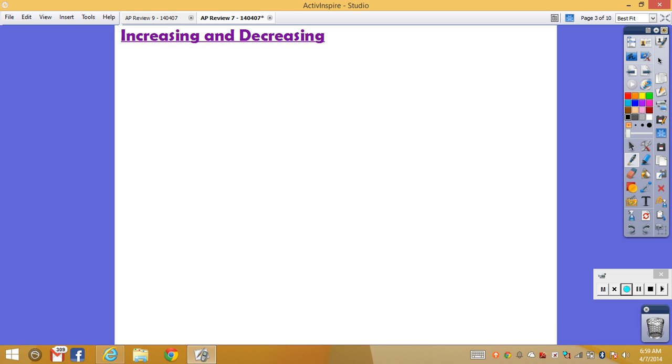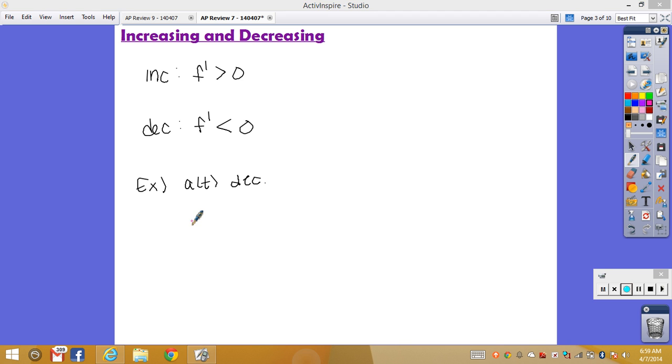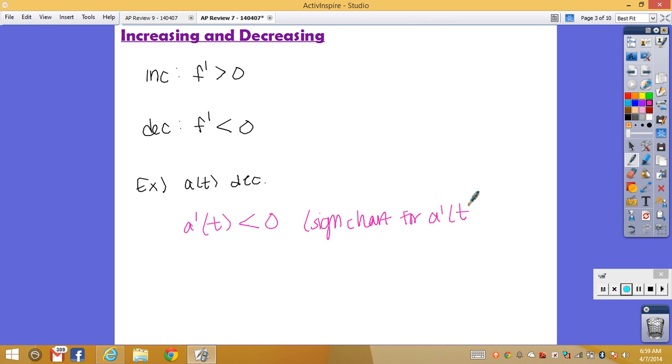Increasing, decreasing. So remember that a function increases when its derivative is greater than 0. A function decreases if its derivative is less than 0. So an example would be if I ask you, when does acceleration decrease? In that case, I would have to identify the derivative of acceleration and find where it's less than 0, which essentially means I would have to do a sign chart for f prime, which in this case would be a prime of t.